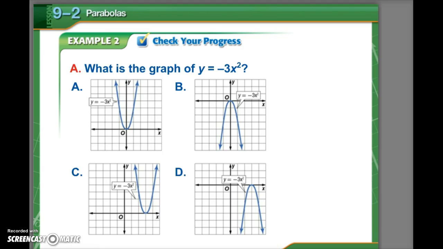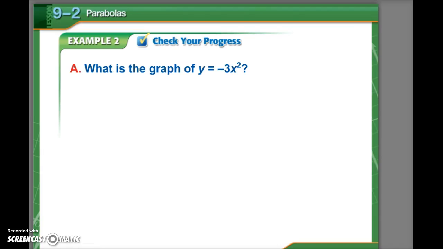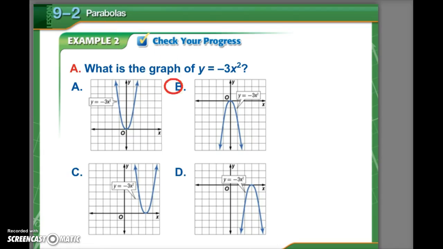Okay, for check your progress, figure out which one of these is the graph of -3x squared. When you have your answer, go on to the next slide. And our answer this time is B.